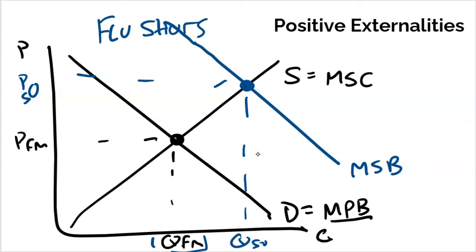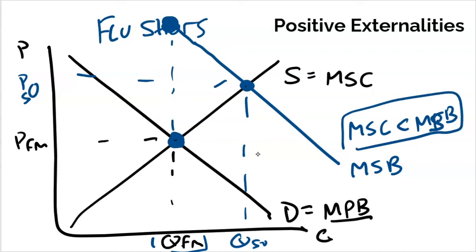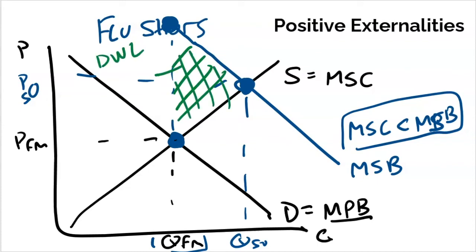And so just like before, there is deadweight loss also. At this quantity of the free market, this is our marginal private benefit. However, this is our marginal social benefit. And so at this point, our marginal social cost is less than our marginal social benefit. And because of that, society is underproducing. Society wants to be producing where MSC equals MSB. And so because of that, this green triangle right here represents the area of deadweight loss.